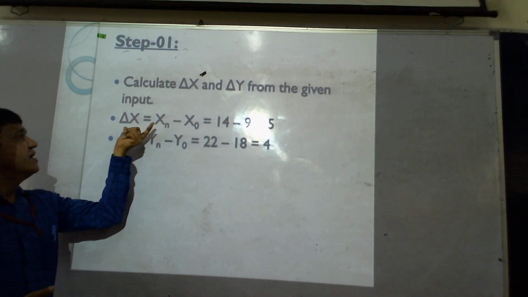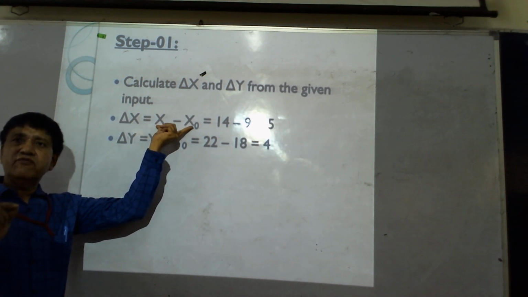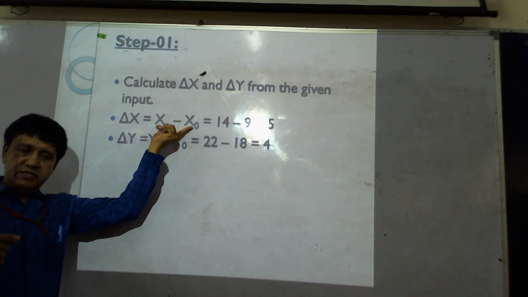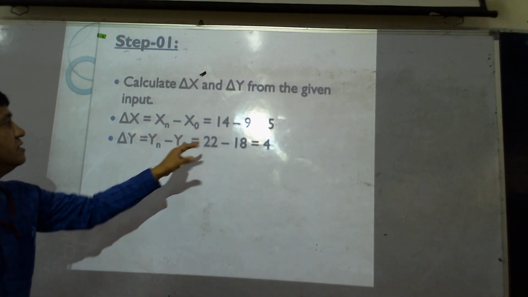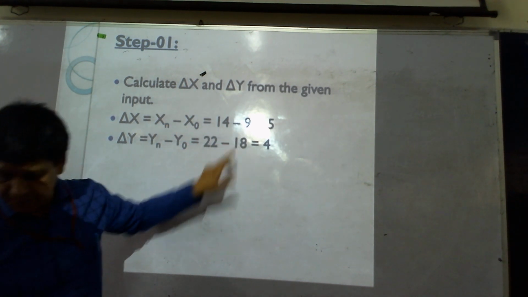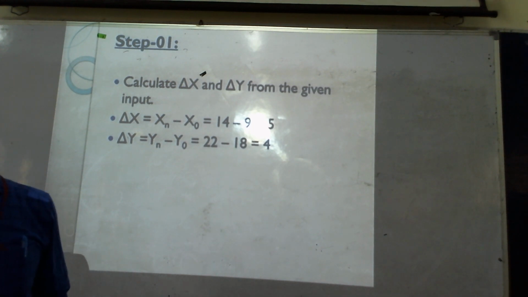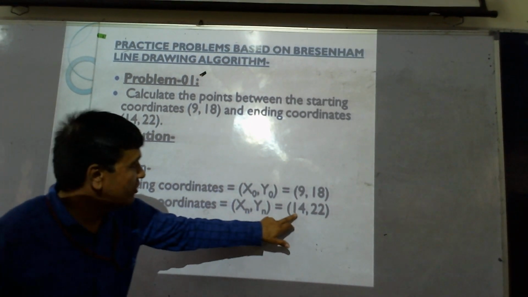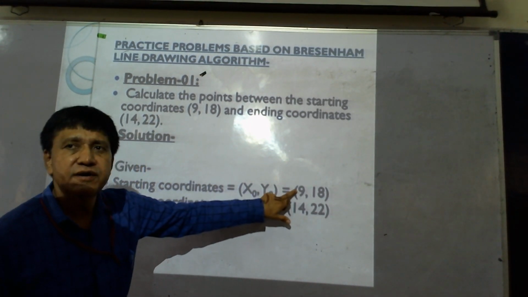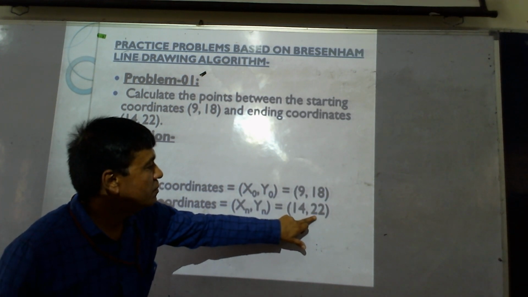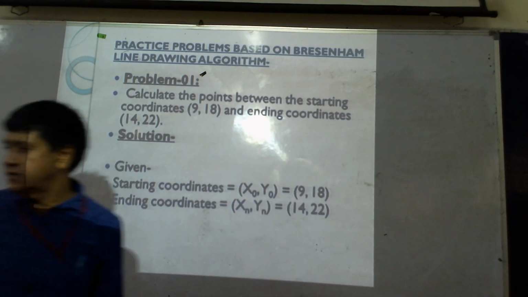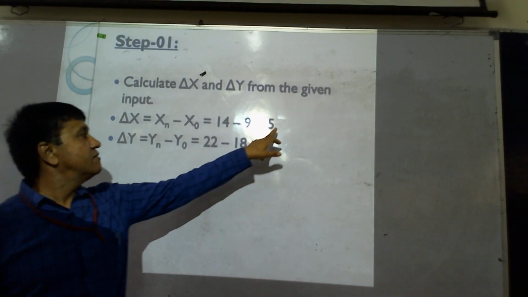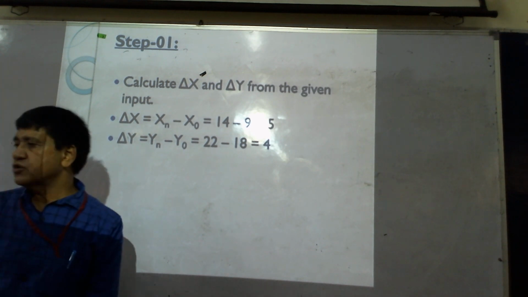Delta x is the difference between the x coordinate of the starting point and the ending point. So delta x is 14 minus 9, and delta y is 22 minus 18. Using this method, we have calculated the values of delta x and delta y as 5 and 4.